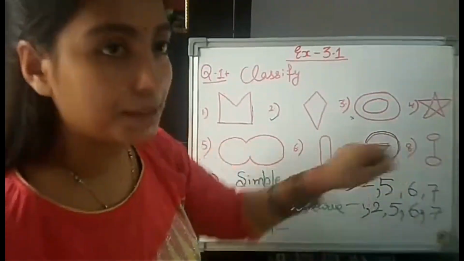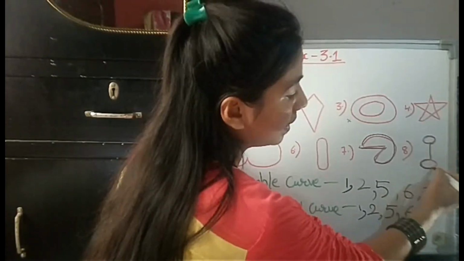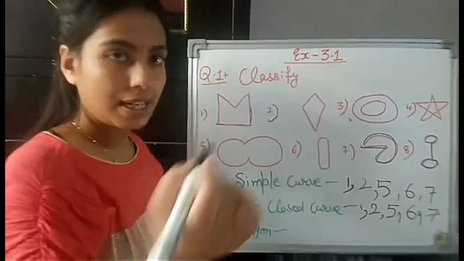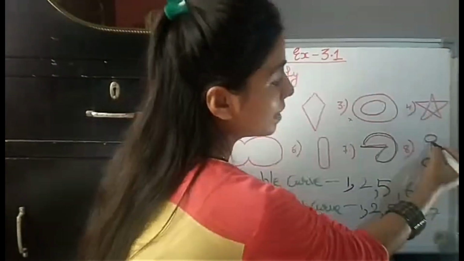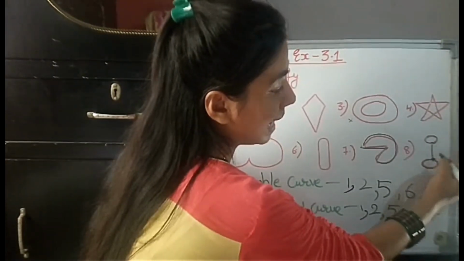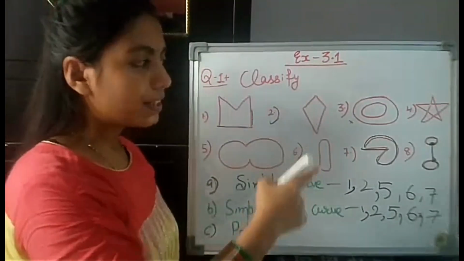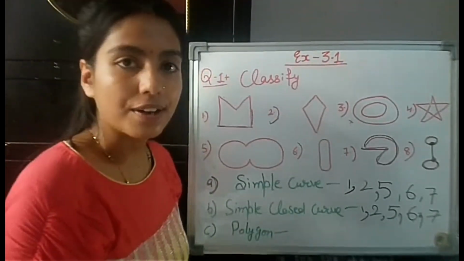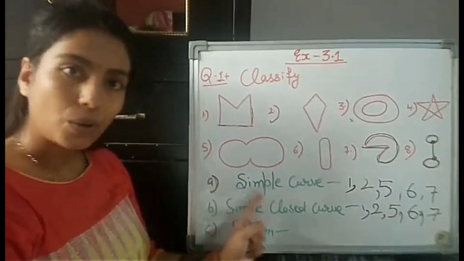Now see this eighth part. If I draw it like this, I am not lifting the pencil at all. But see, students, it intersects at this point. So you can say it is not a simple curve, and not a closed curve either. Got this concept, students, what is a simple curve and what is a simple closed curve?